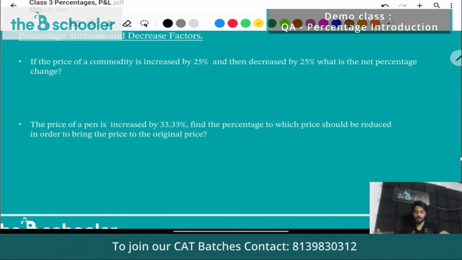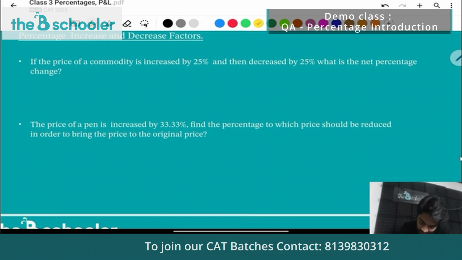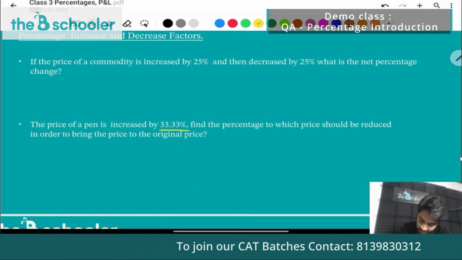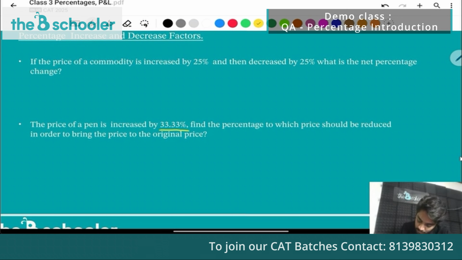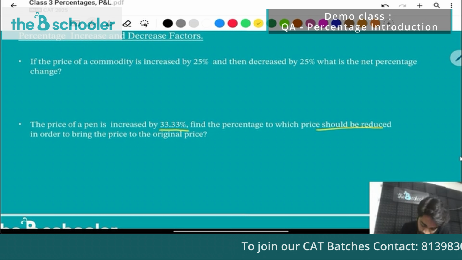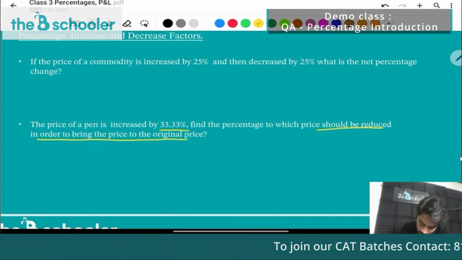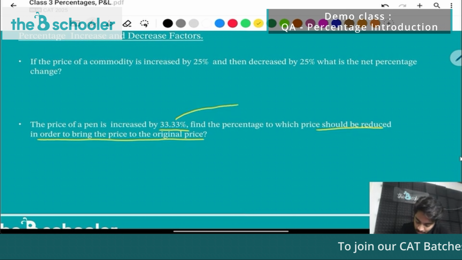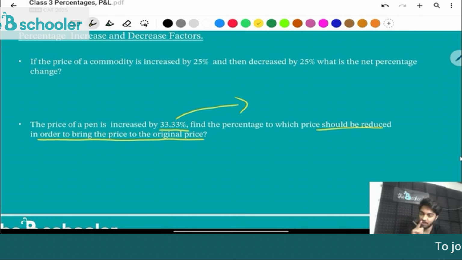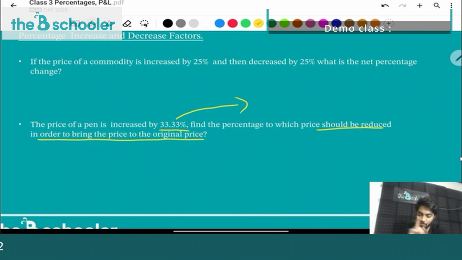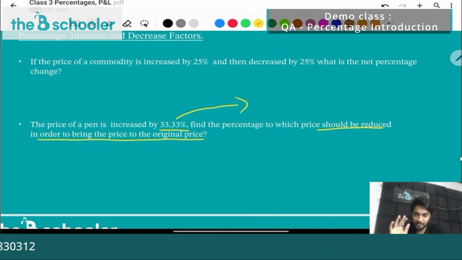Okay, let's solve. So what is told? The price of a pen is increased by 33.3 percentage. Find the percentage to which the price should be reduced in order to bring the price to the original price. Okay. With a 33 percentage increase, you know that the price is going to go less than the original price, but you want to just bring it to the original price, so the value is going to be less than 33.3 percentage. You would know the percentage reduction is going to be less than 33 percentage. Okay, fine.